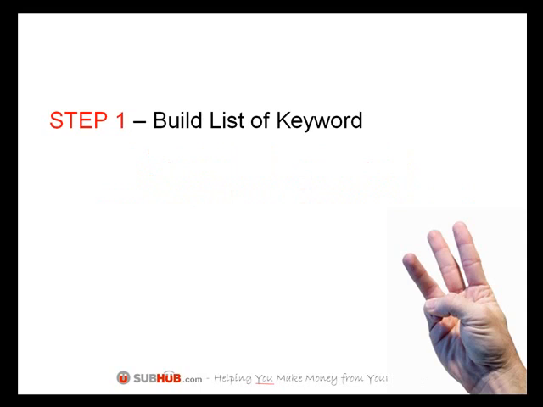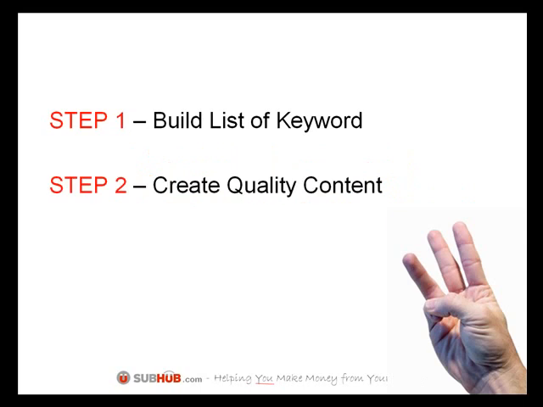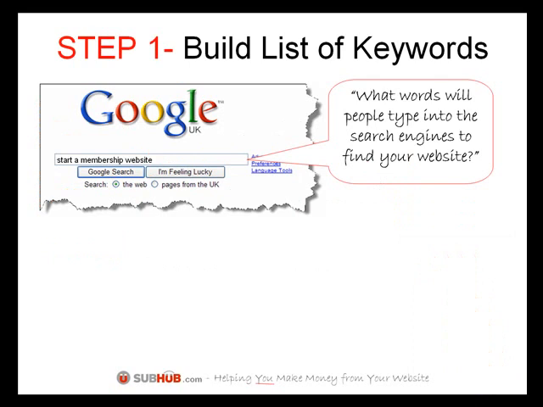We can build a list of keywords. We can use those keywords to create great quality content. And we can spend time building inbound links to those article pages. So let's take a look at that.